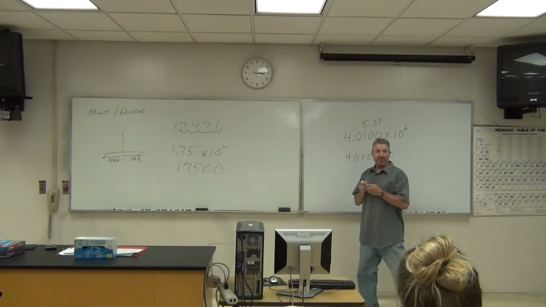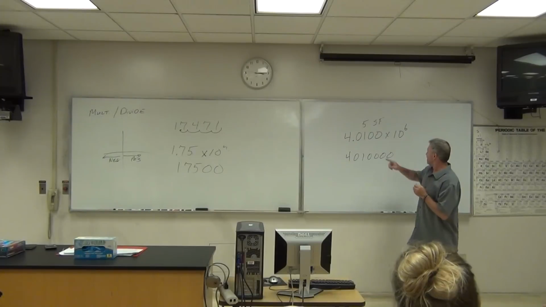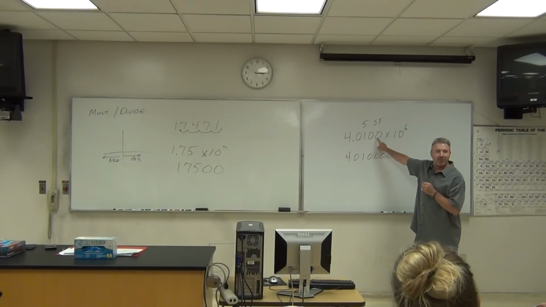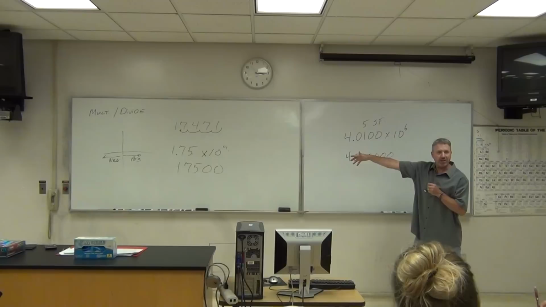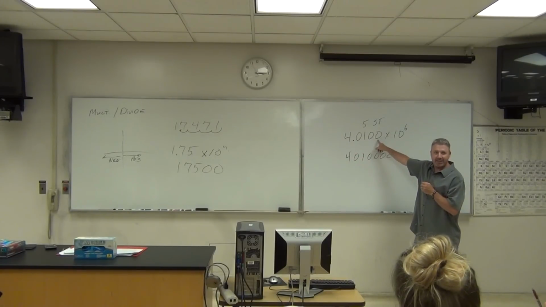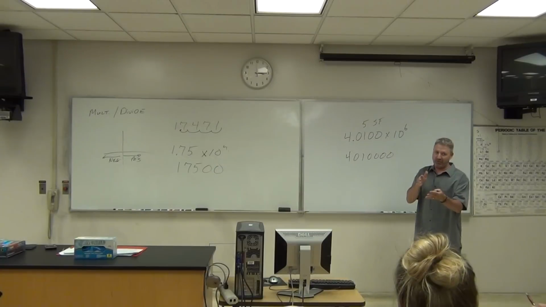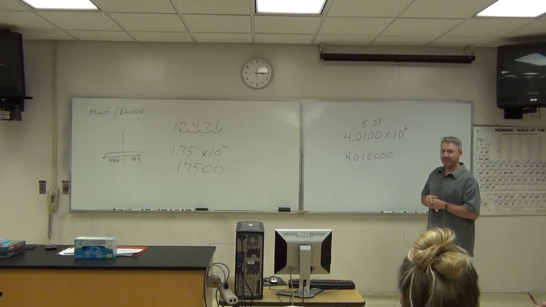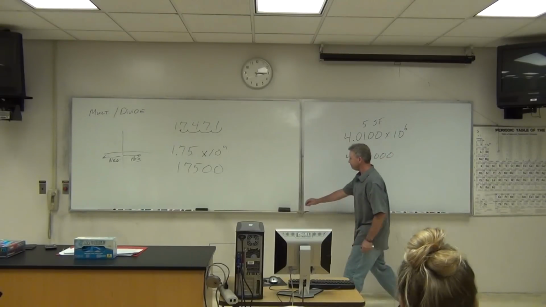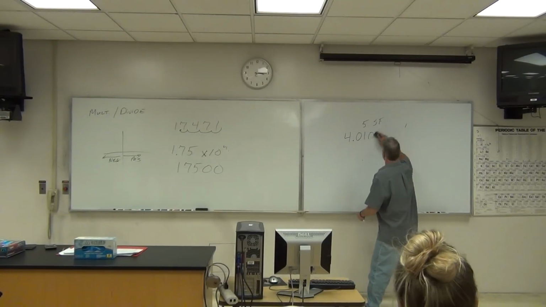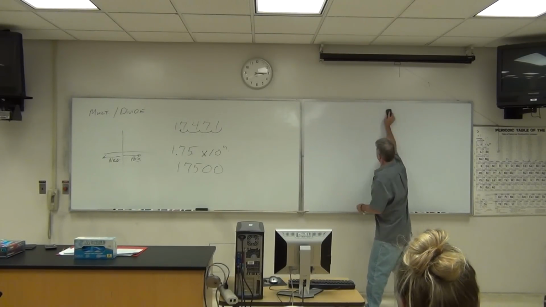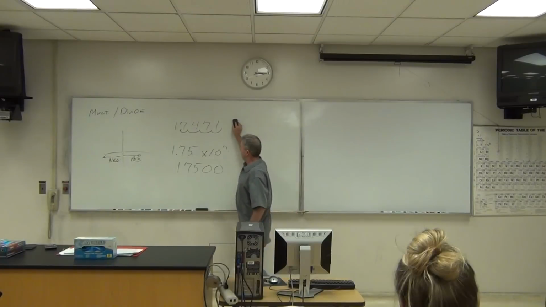And your tip off that you can't do that is when there's zeros in your scientific notation number. When it ends in zeros like this, there's a reason why they did that. And that's because that's the only way they can show that number to the appropriate number of significant digits. Okay.